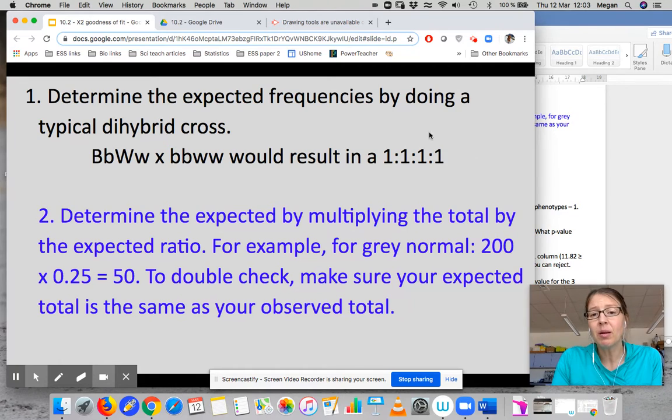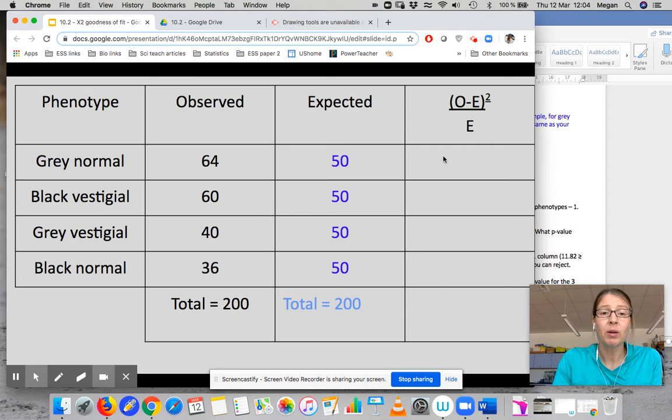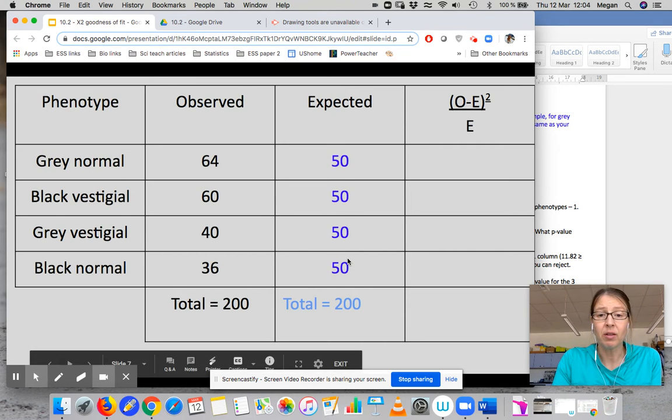So really, it makes logical sense. If we had 200 flies, and we know the ratio is supposed to be 1 to 1 to 1 to 1, that we should get 50 of each. So 50, 50, 50, 50. And that's why when we look at this, our expected ratios are this, and that should also add up to 200.